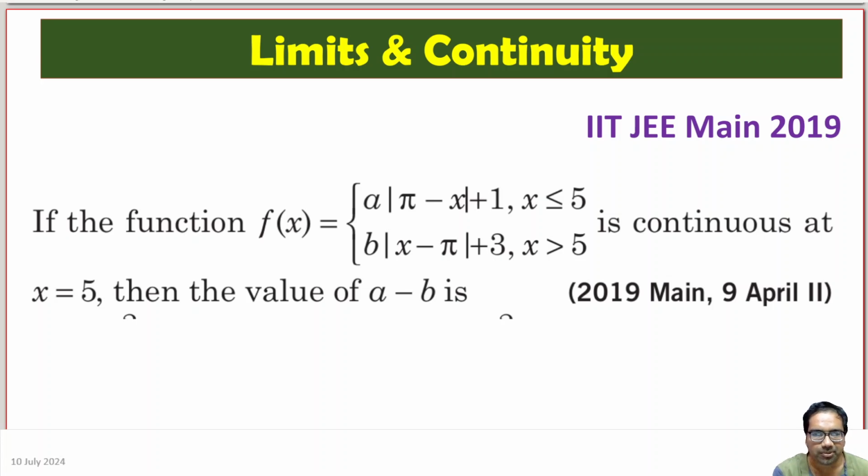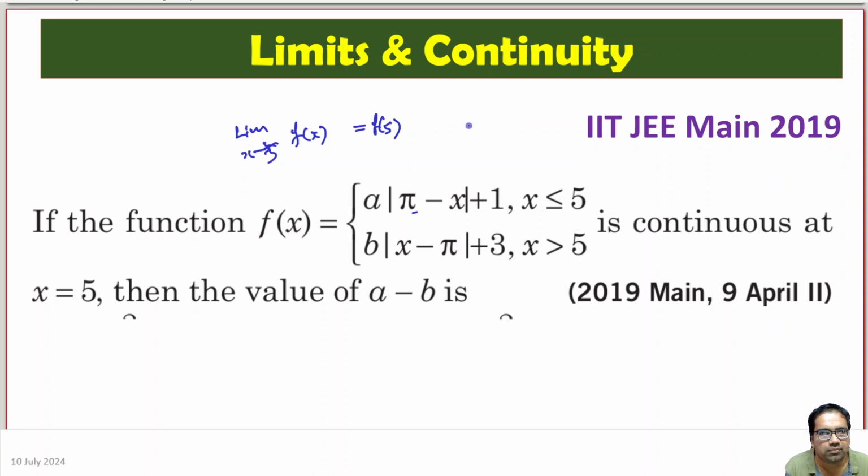Here is another simple problem based on continuity of functions. We have this function defined when x is less than or equal to 5 and x greater than 5. And this function is continuous at x equal to 5. What does that mean? The limit as x tends to 5 of f(x) should be equal to f(5). That is what continuity is about.